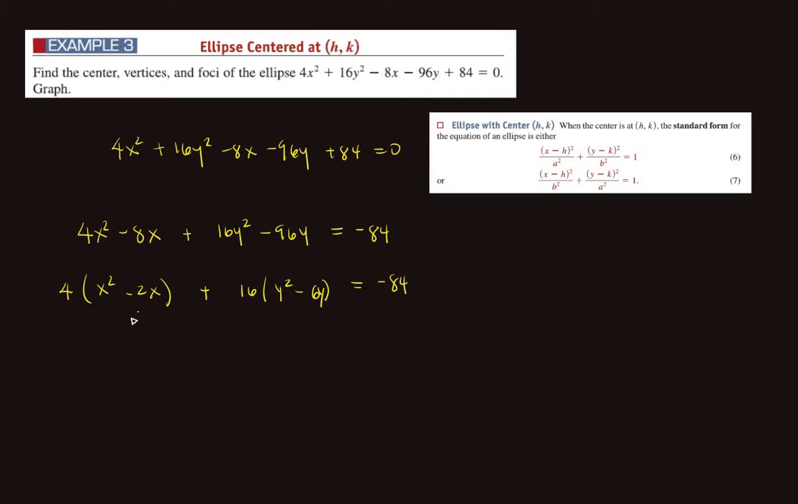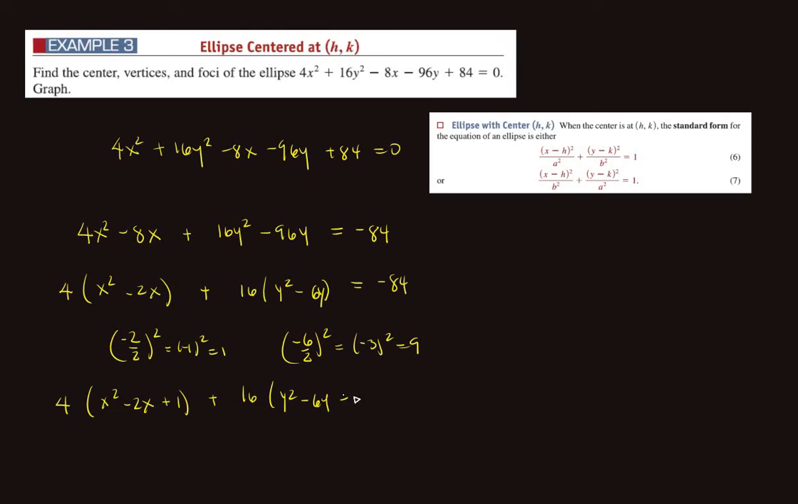We have to do completing the square. We look at the middle term, negative 2 here, divide by 2, and square it, which is negative 1 squared, equal to 1. Then we take negative 6 here, divide it by 2, and square it, which is negative 3 squared, that is 9. And then we're going to do this: 4x squared minus 2x plus 1, plus 16y squared minus 6y plus 9, is equal to negative 84.